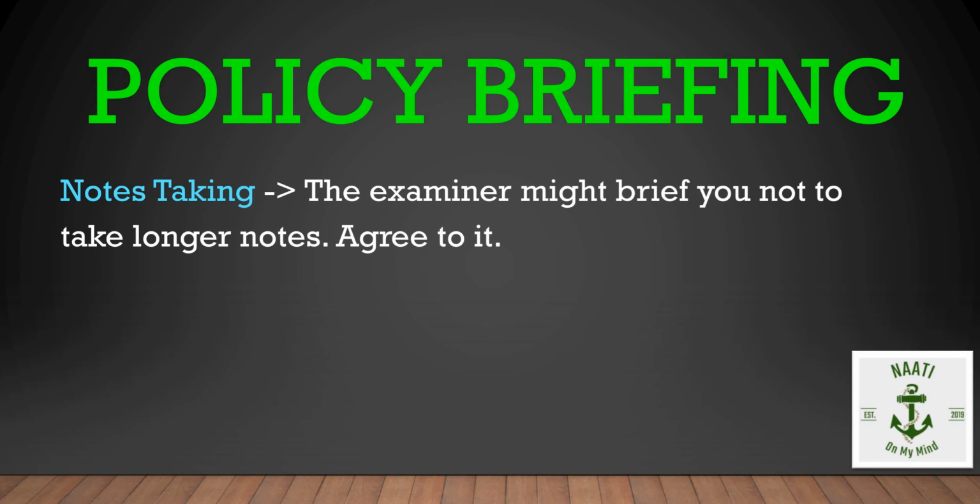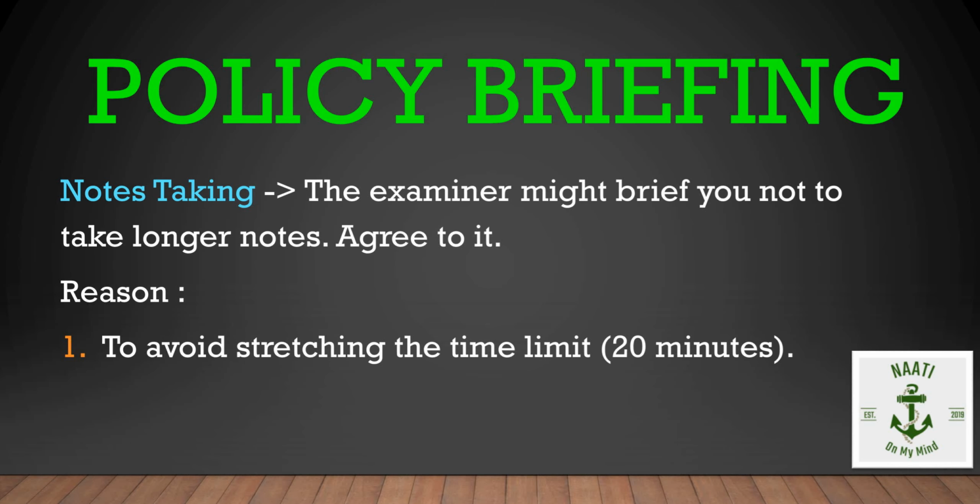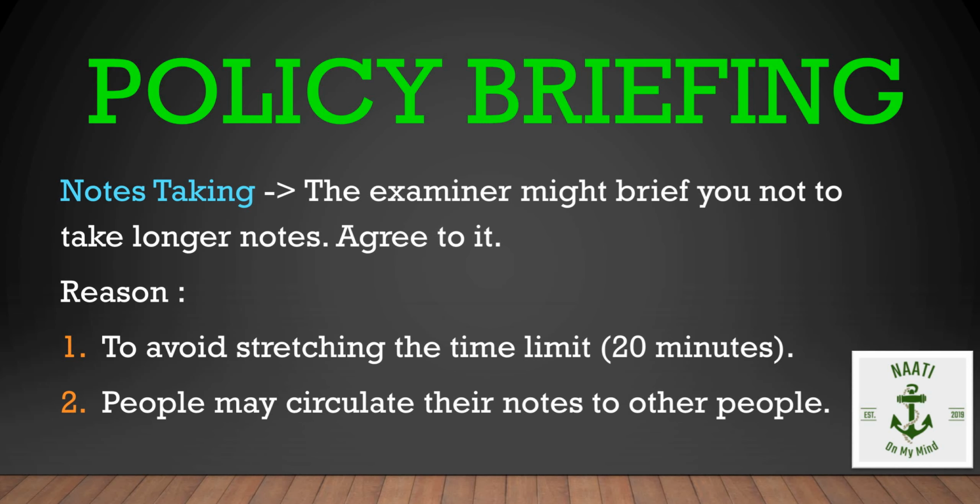The reason why he might ask you not to take longer notes is to avoid stretching the time limit, because if you keep on taking notes, it may happen that you do not start translating within 5 seconds after the chime sound, and the time of the test might extend. These are just my assumptions. The second reason is that people may circulate their notes to other people. This is also a very important reason why they might ask you not to take down longer notes, because then you might circulate it to someone else and he might get the same dialogue, and eventually it is cheating.